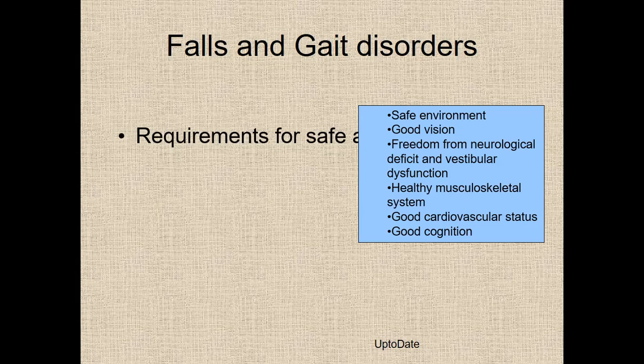If you start from head to toe, neurological, then vision, then vestibular, then musculoskeletal, then cardiovascular, and cognition comes later on. So this is how you can assess the patient. Is it safe or is there an increased or decreased risk of having a fall?